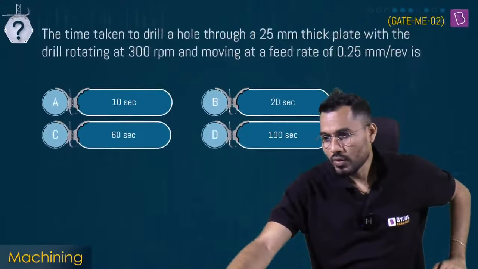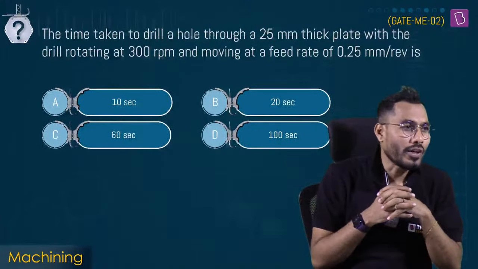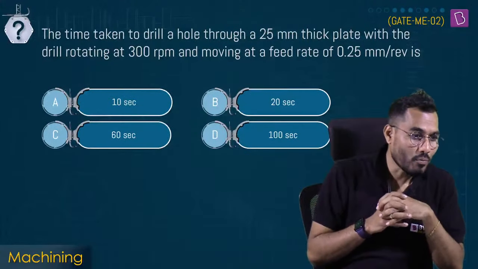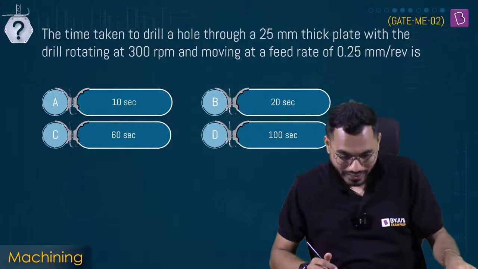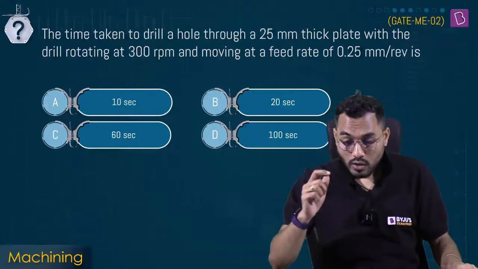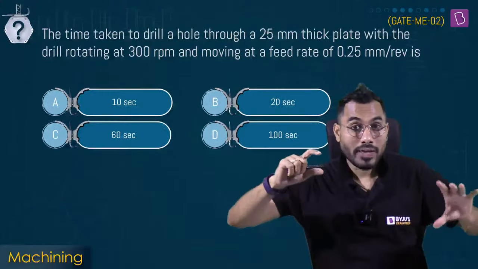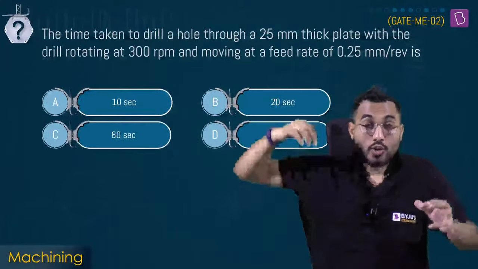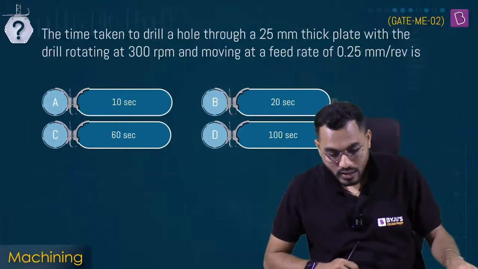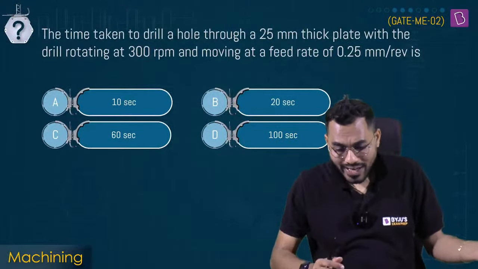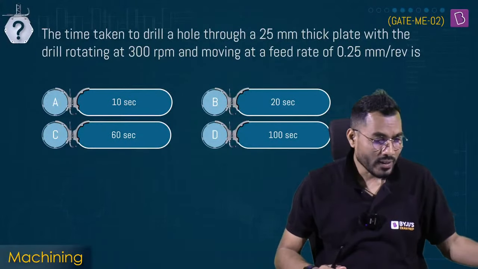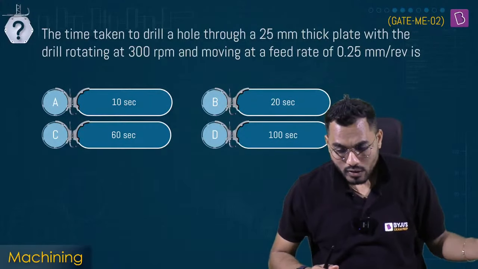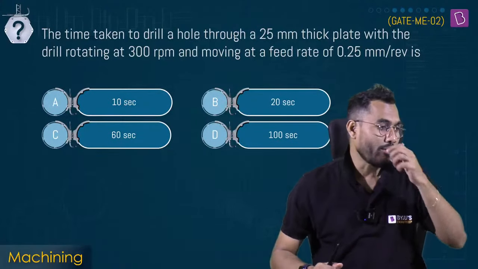Now some simple questions we'll try and solve in the drilling operation. Drilling operation is also one of the important ones, right? Fine. So what is it? The time taken to drill a hole through a 25 mm thick plate, rotating at 300 rpm and moving at a feed rate of 0.25 mm per revolution. So what will be exactly equal to the machining time required?